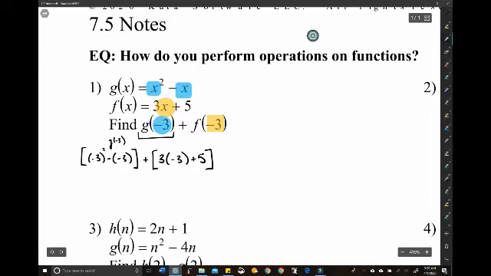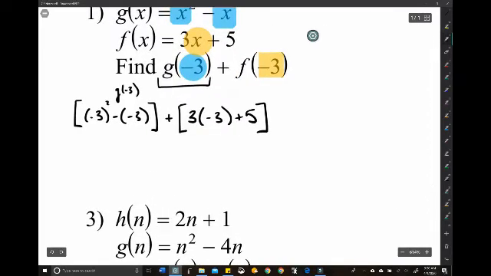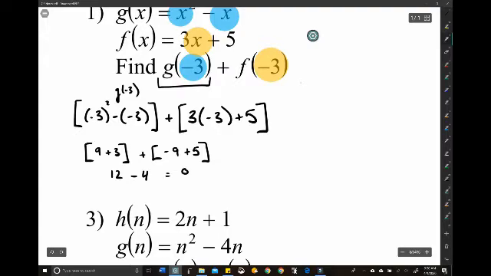Okay, and with the brackets, I recommend using order of operations. You can use your calculators. This part here, so -3 squared is 9, minus -3 is plus 3, plus 3 times -3 is -9, plus 5. Then really you can drop the brackets. We have 12 minus essentially 9 plus 5 is 4, which is equal to 8. Okay, so that is the final answer.